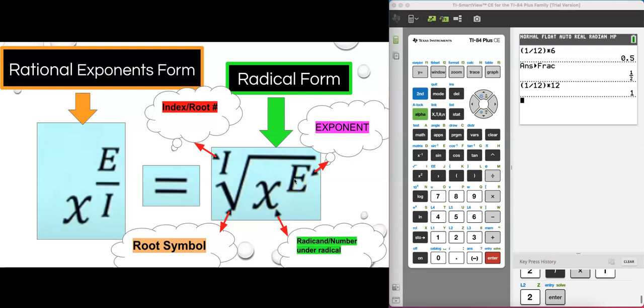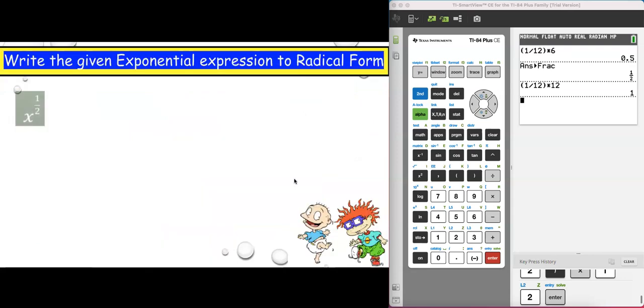Now, I know that was a whole lot, but let's look at some examples to draw all of this together. First of all, let's look at x raised to the power of 1/2. What we're trying to do is write the given exponential expressions in radical form. Right now they're written as rational exponents. But how do I convert it to radical form, or a root?